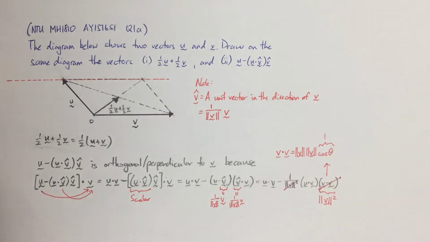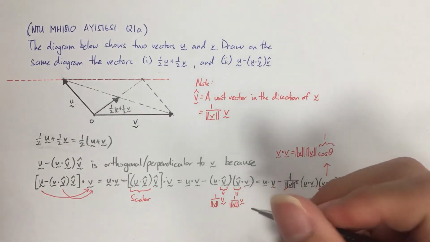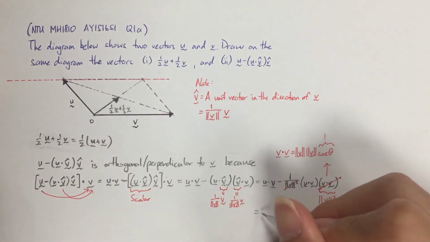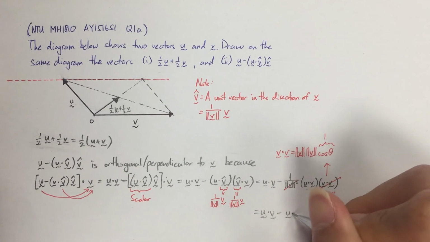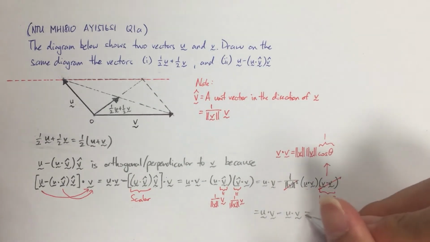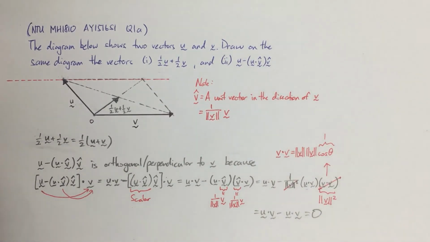So this and this will cancel away, and what we are left with is actually just u dot v minus u dot v. That's all we are left with, and that's obviously 0, whatever u and v are.